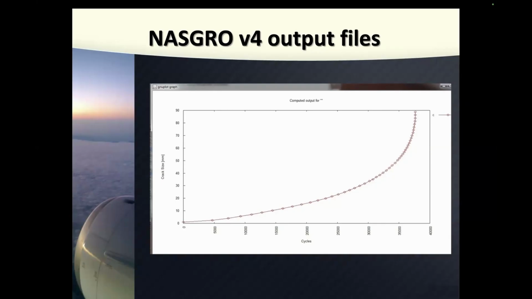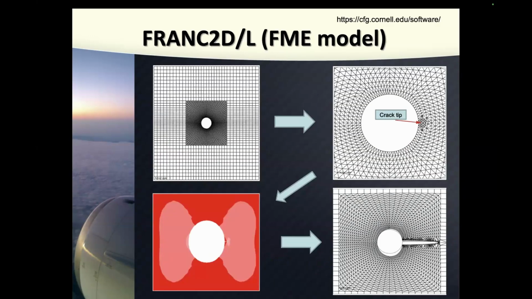So you have, and I forgot to say that it's based on the boundary element method in this code within NASGRO version 4. Frank 2D, or fracture analysis code 2D. Again, this is my work from 25 years ago. So I went to the website of Cornell University. They allowed me to use this software for testing purposes.